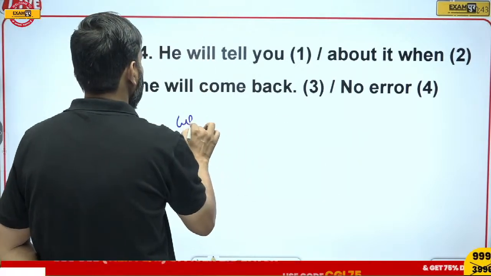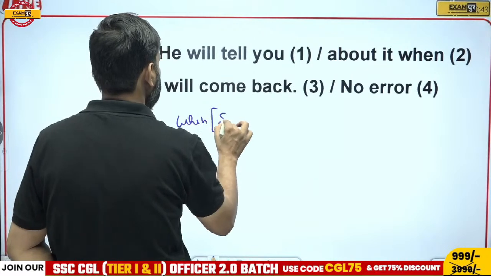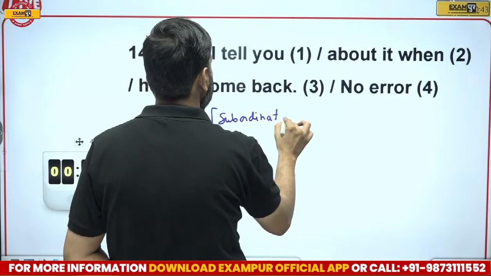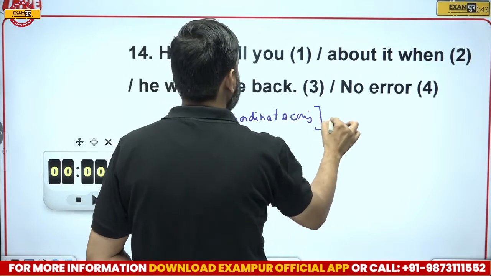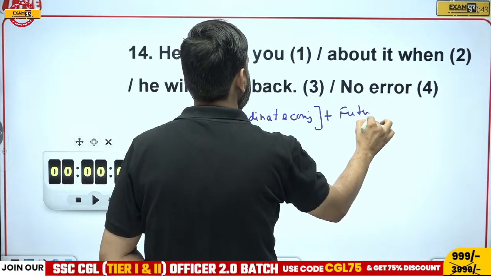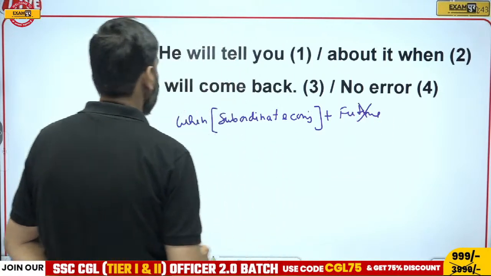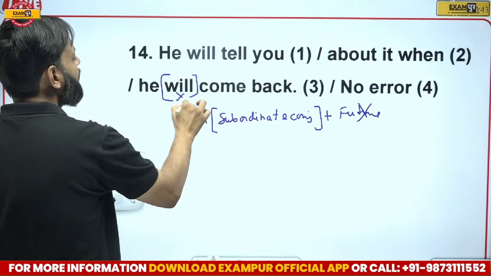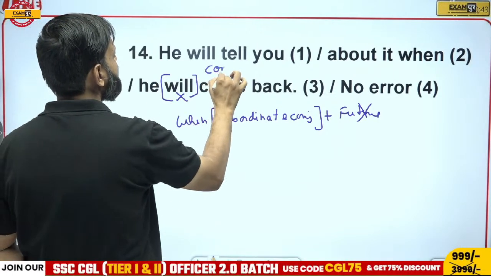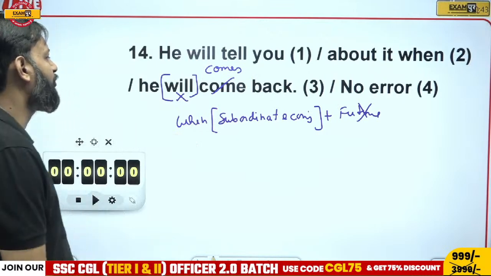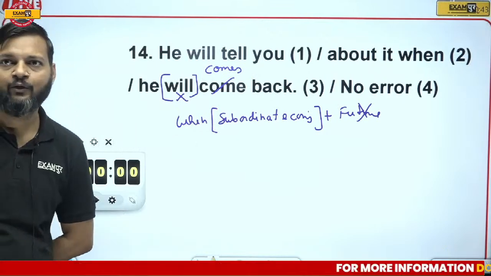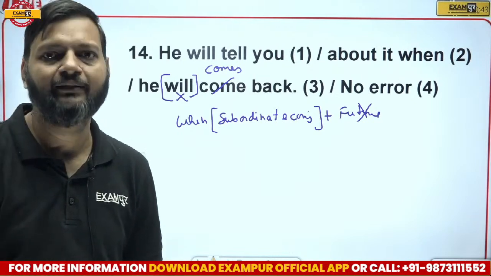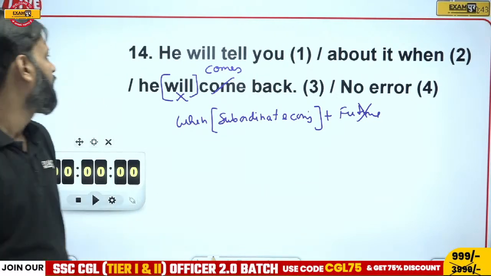When is a subordinate conjunction. And a subordinate conjunction is not followed by future tense. So here will has to be removed and come will be replaced by comes. He will tell you about it when he comes back. When he comes back, Prajwal, not come back. Okay, comes back.